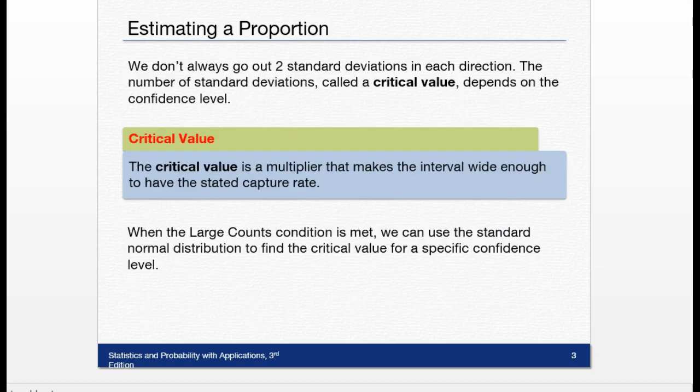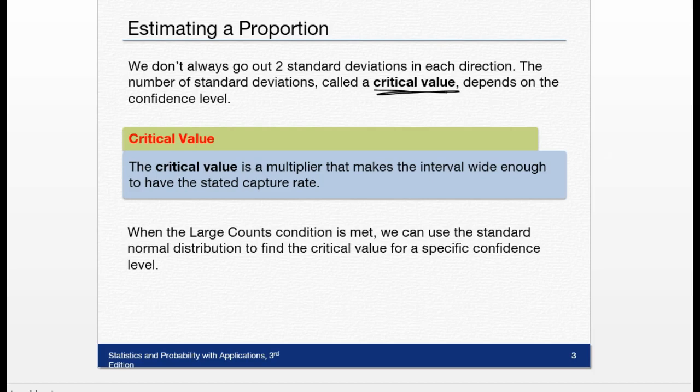Now, we don't always go out 2 standard deviations in each direction. The number of standard deviations that we do go out when we estimate, remember that margin of error thing, that number of standard deviations is what we call the critical value. All right, and it depends on the confidence level. So write this definition down. A critical value is a multiplier that makes the interval wide enough to have the stated capture rate.